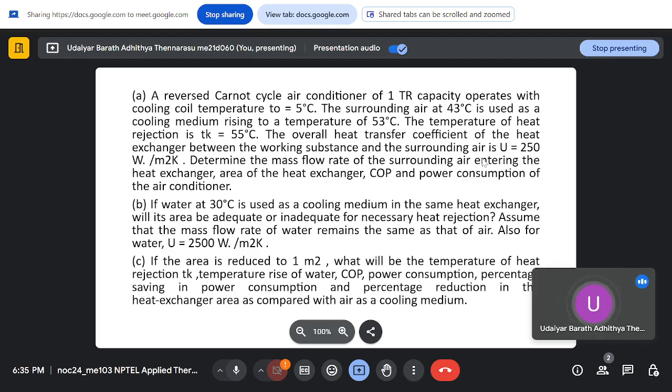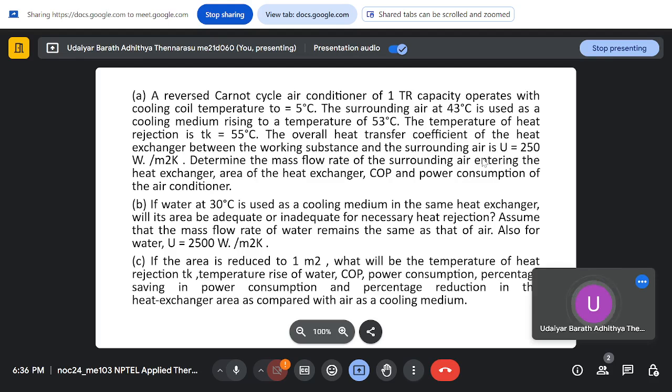So that's the first part of the question. The second part is, if water at 30 degrees Celsius is used as a cooling medium in the same heat exchanger, will its area be adequate or inadequate for the necessary heat rejection? Assume that the mass flow rate of water remains the same as that of air. Also for water, U is 2500 watt per meter square Kelvin. So that is the second part of the question.